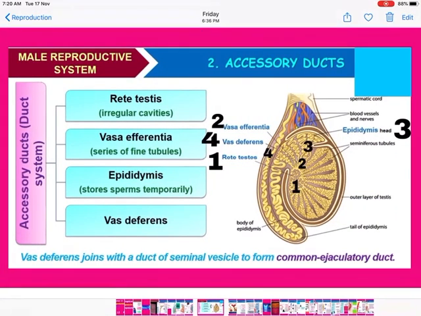Come to the accessory ducts. What is there in the duct system? See the diagram and the labeling. First, in the center, there is rete testis or irregular cavities, number 1 labeling. Followed by vasa efferentia. It is a series of fine tubules. Then epididymis, labeling number 3, which contains sperms. Sperms are stored here temporarily for some time. And labeling number 4 is vas deferens. Vas deferens joins with the duct of seminal vesicles to form common ejaculatory duct.